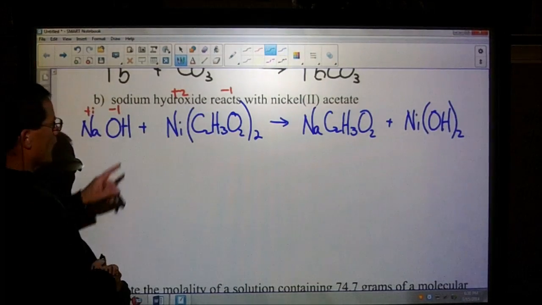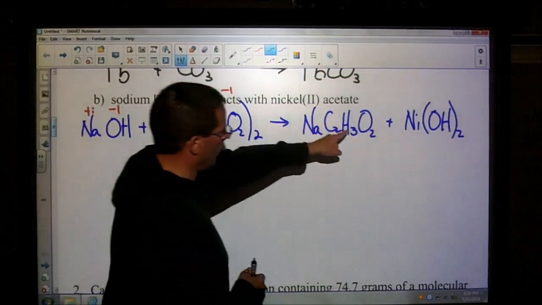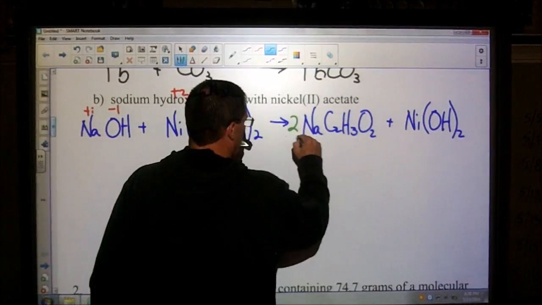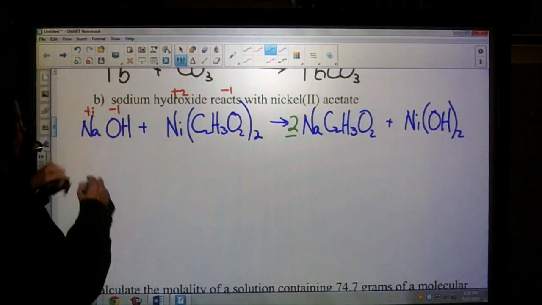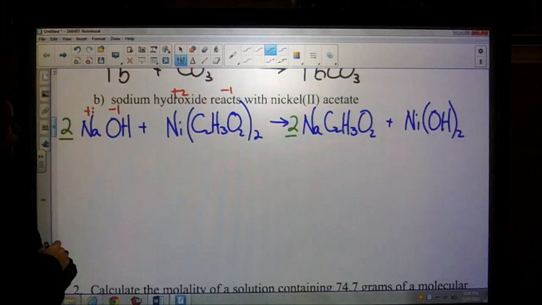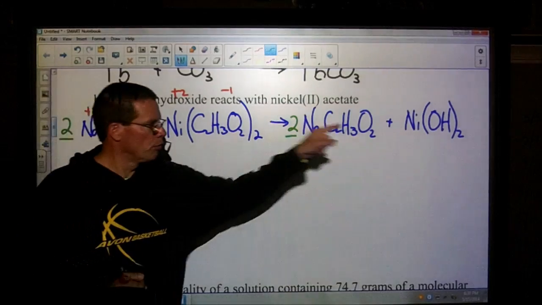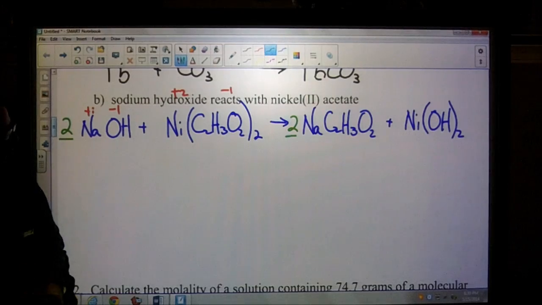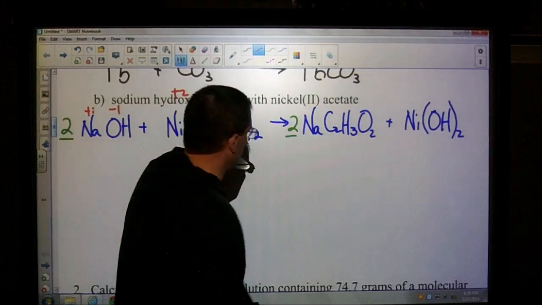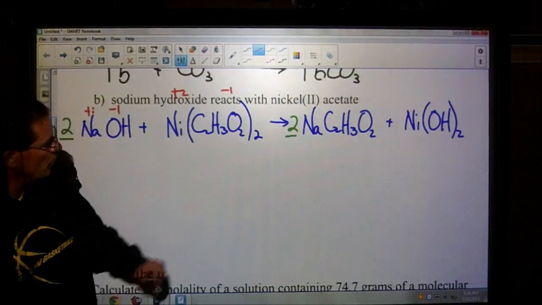So let's see here. I have 2 acetates here. I have 1 here. I'm going to put a 2 right there. So now I have 2 acetates on both sides. 2 sodium, I only have 1. I'm going to put a 2 there. Now I have 2 hydroxides, 1 nickel, 1 nickel. We're good. Okay? Next thing I want to do is check to see who forms a PPT.